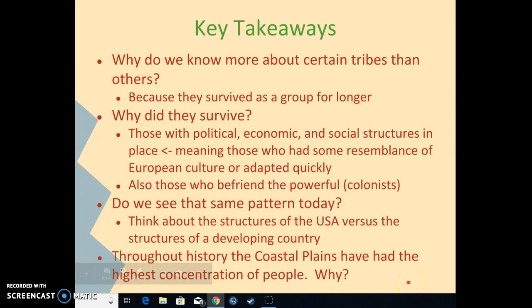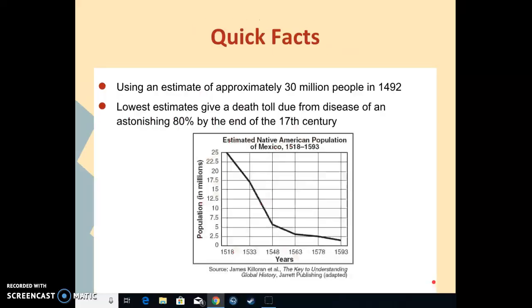Some of the big key takeaways you need to consider: how did they survive? What group survived the best? What kind of patterns do we see today in America that developed along the same lines? And throughout the history of the coastal plains, why did the Native Americans do so well at thriving? Their diet and what they hunted would be one of the big reasons you want to come away with.